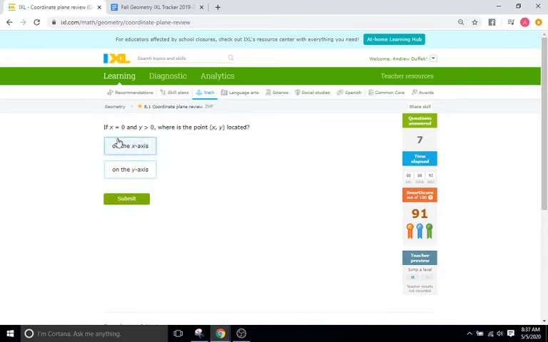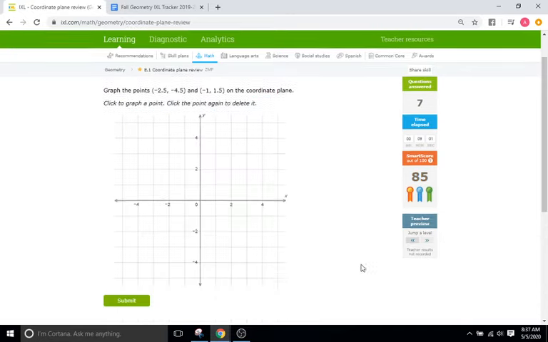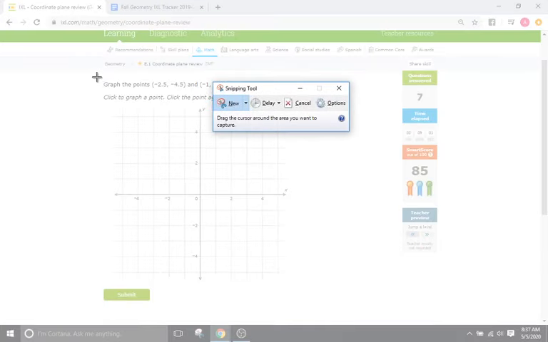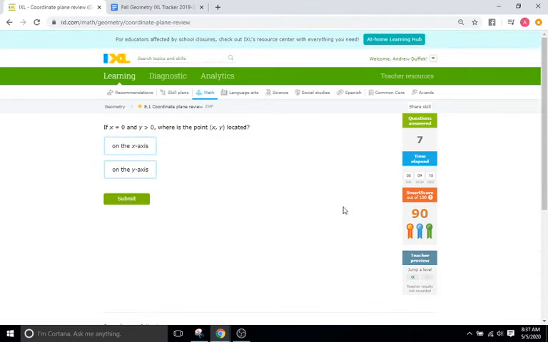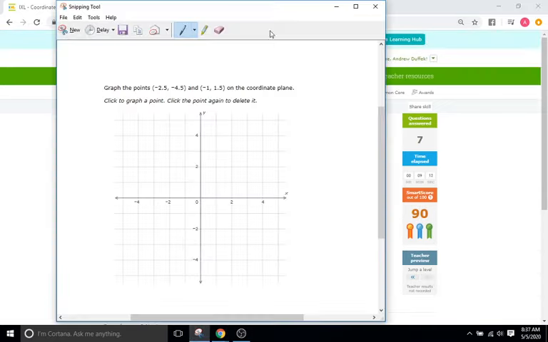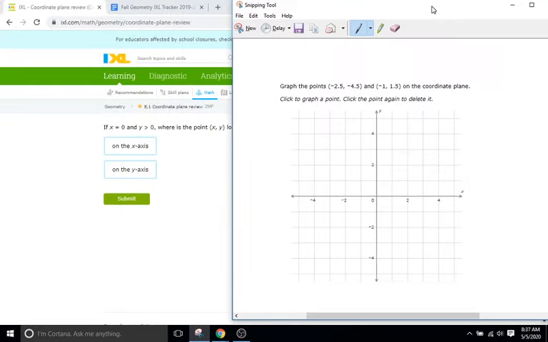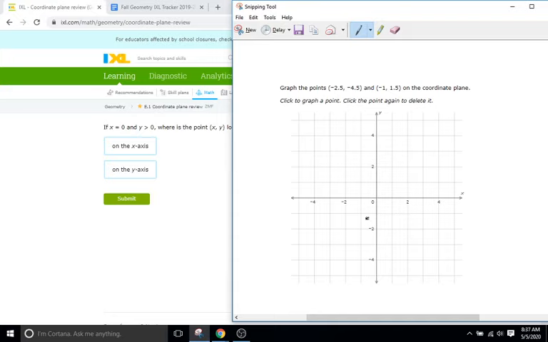Okay, if x equals 0 and y is greater than 0, then where is it located, on the x-axis or the y-axis? Let's go back then. Let me steal a graph. So if x equals 0 and y is greater than 0. When x equals 0, it means it has to be on the y-axis right here, right? And then y has to be greater than 0, so it has to be up here. So it's just going to be on the y-axis.